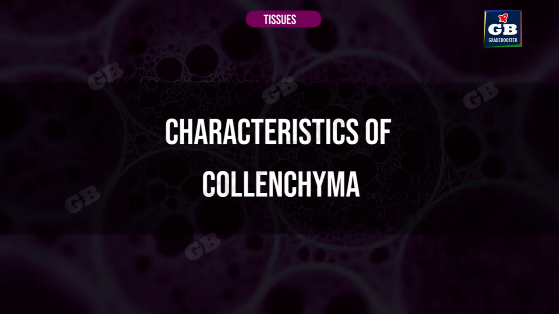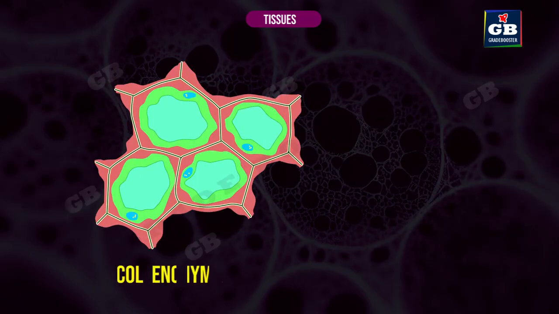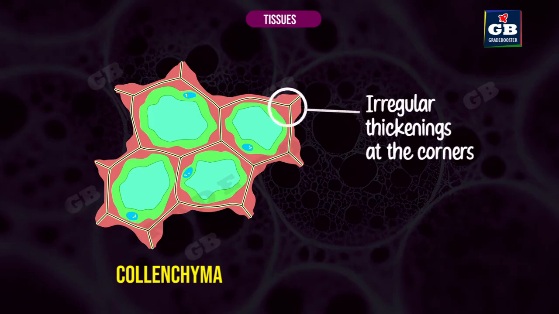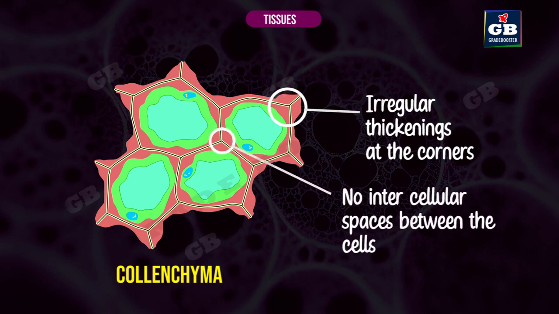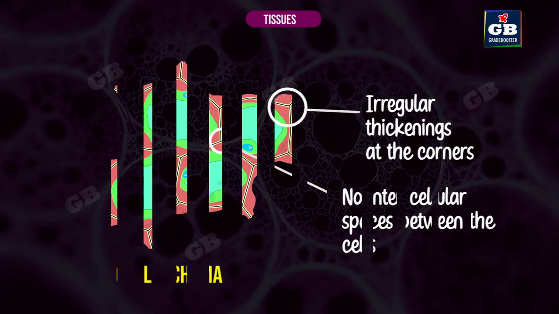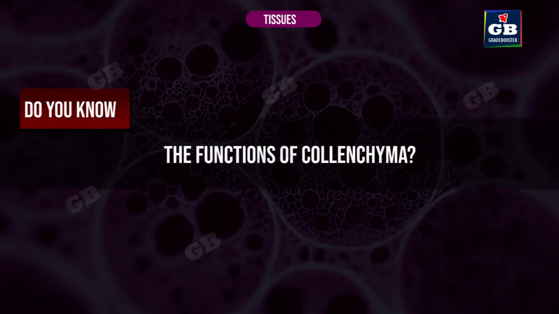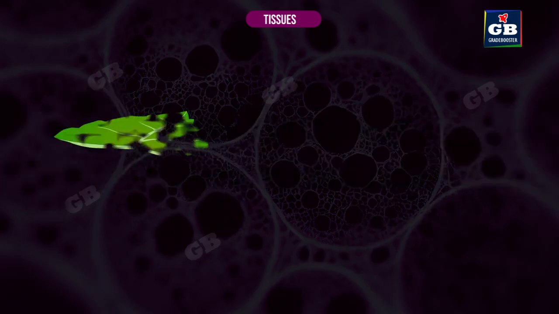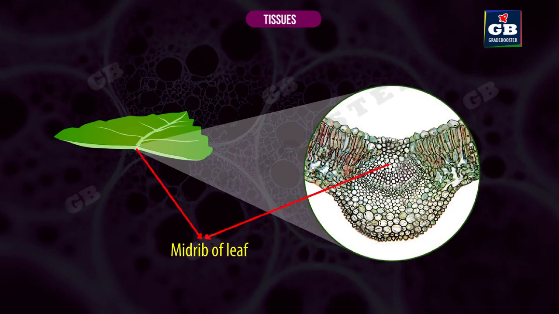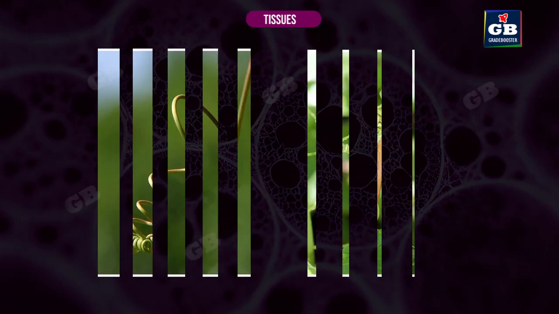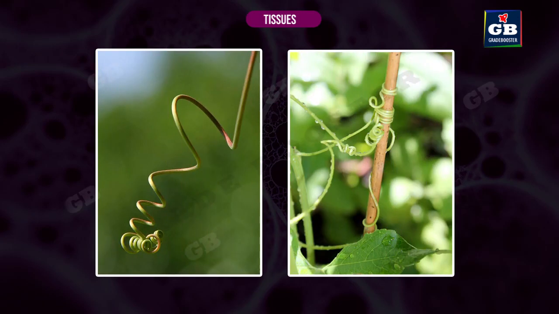Characteristics of collenchyma. The cells of collenchyma are living cells. They are elongated cells with irregular thickenings at the corners. The intercellular space between the cells of collenchyma is very less. Now let's see the functions of collenchyma. It gives flexibility to the plant parts like tendrils and stems of climbers without breaking. It also provides mechanical support.